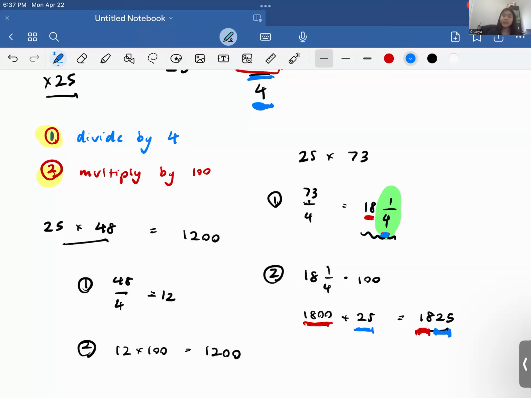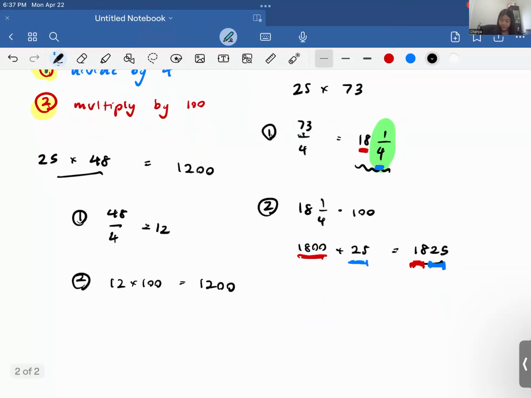So that's how you would multiply by 25, even if the number is not divisible by 4. It would be a lot faster than just doing regular multiplication. Now let's try one more, okay? Let's try one more.